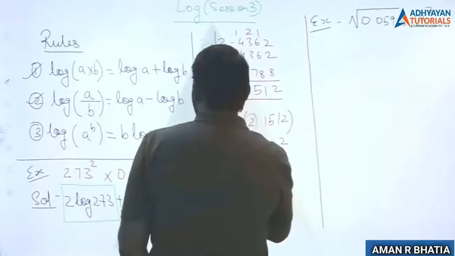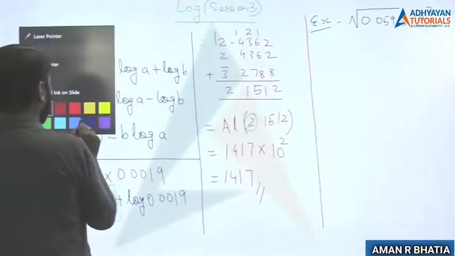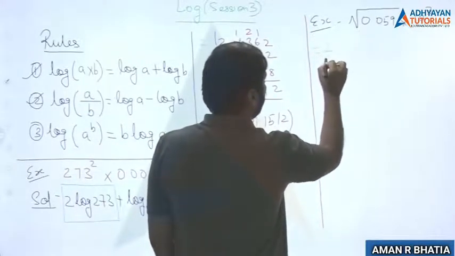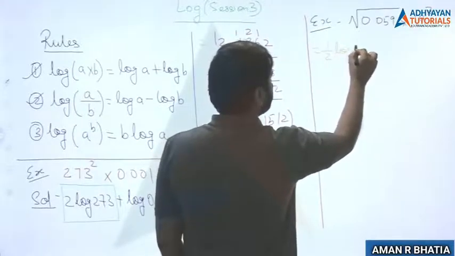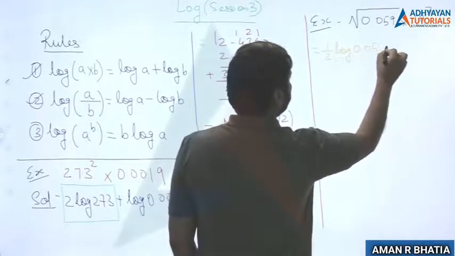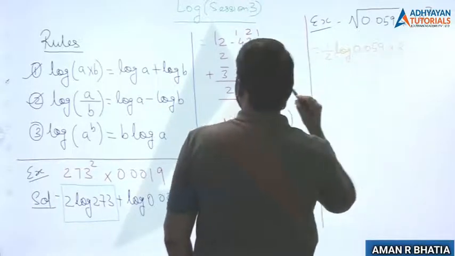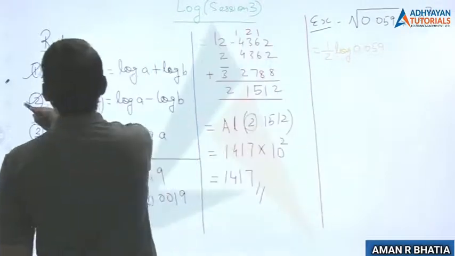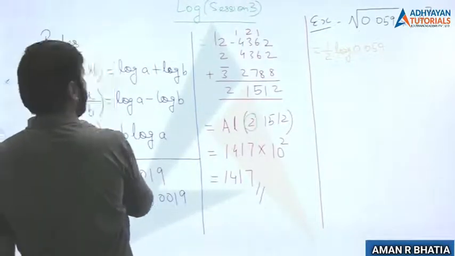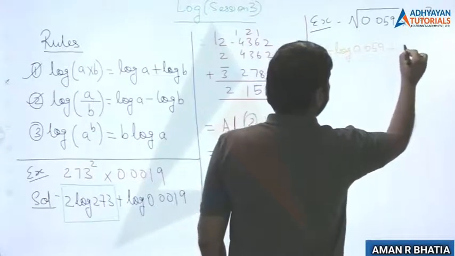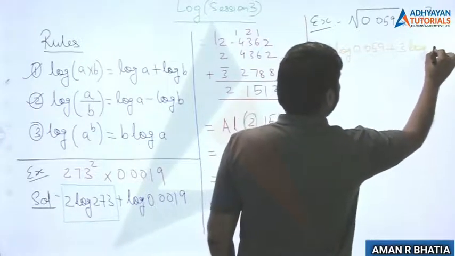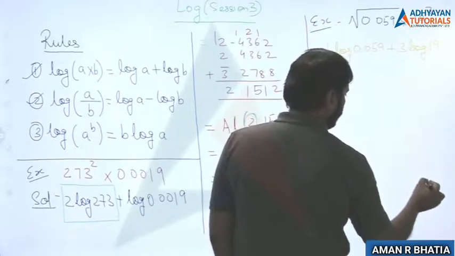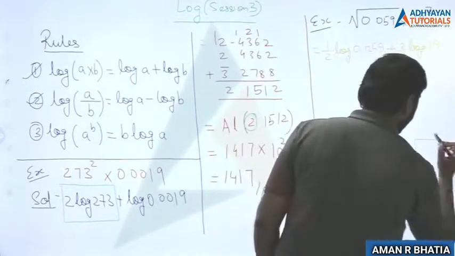So when I write it in the form of log, how will I write it? I will write this as equal to half log of 0.059, plus, I'm writing in the log, so plus 3 log of 19. Okay, now let me just put a rough column here for our calculation.